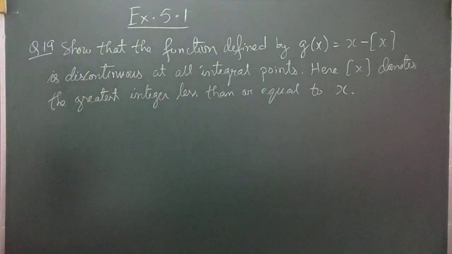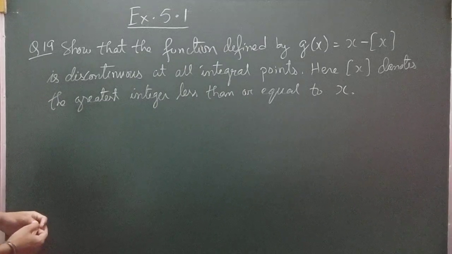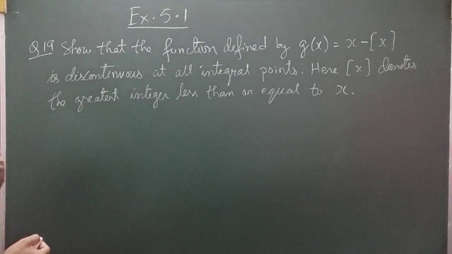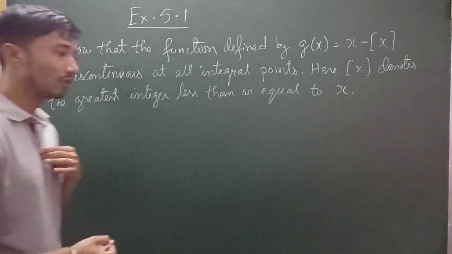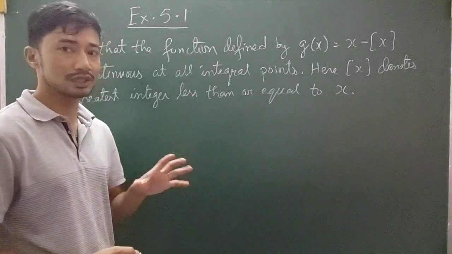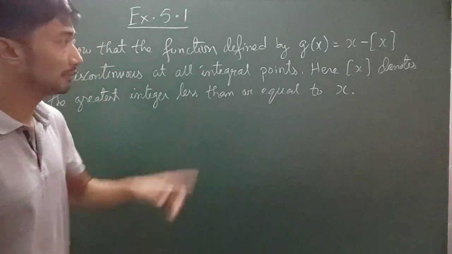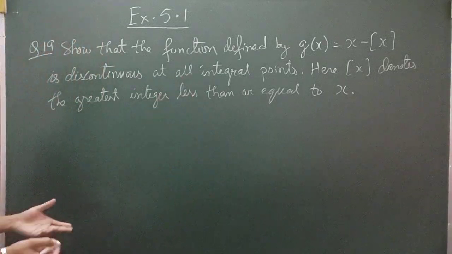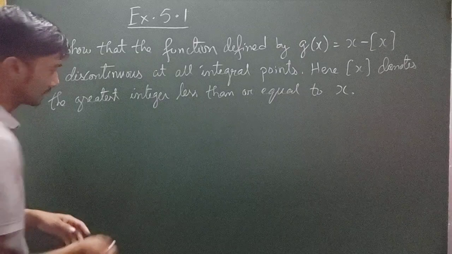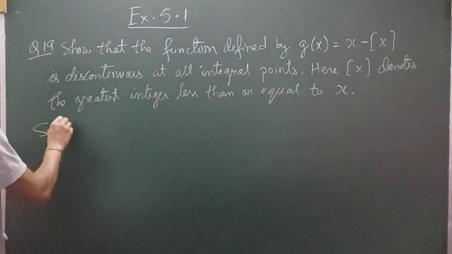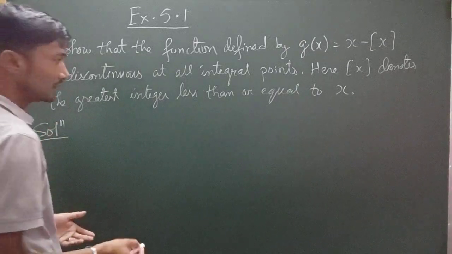Show that the function defined by g of x is equal to x minus greatest integer function of x is discontinuous at all integral points. Integral means at all points which are integers. Here the bracket x denotes the greatest integer function less than or equal to x. For that, of course, we will need a small concept of greatest integer function.